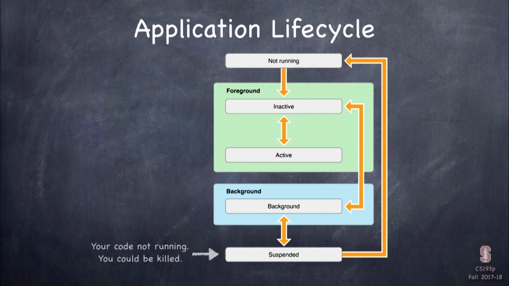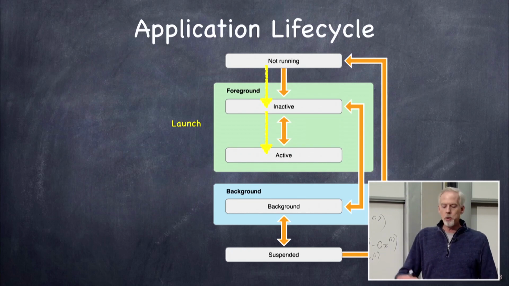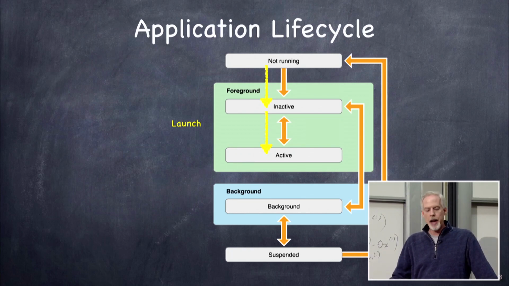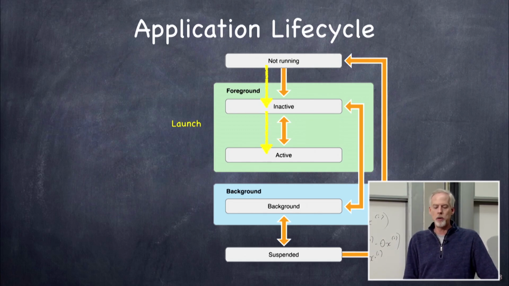Now, what's important about this state is that you could be killed at any time in this state. Okay? All right, so let's talk about how we transition here. One transition is launching your app. When you launch your app, you go from not running, where your binary is not even executing, to briefly the foreground inactive state and then the foreground active state. So you do pass through that foreground inactive state briefly on your way to running when you launch.